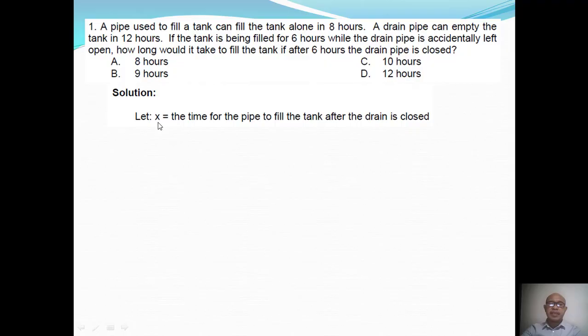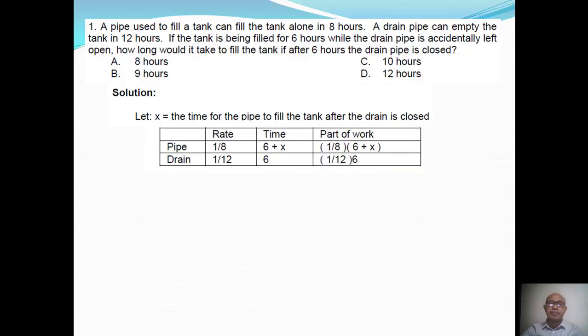So for the pipe, the rate is 1 over 8 because the pipe can fill the tank in 8 hours. So 1 over the time to do the job, that is 1 over 8. Then the drain can empty the tank in 12 hours, so the rate of the drain is 1 over 12.